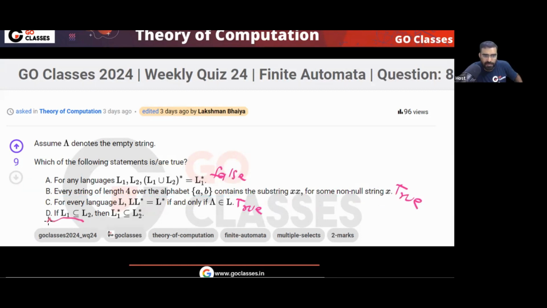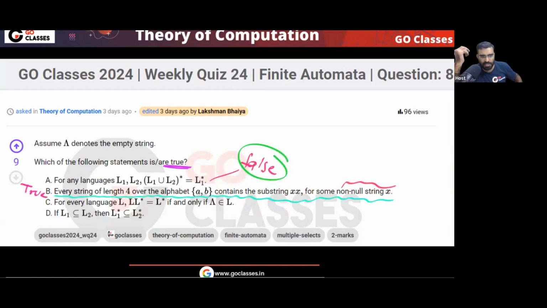What about the last statement? If L1 is subset of L2, then L1 star is subset of L2 star. Yes, this statement is correct. This statement is true. You can easily prove it. There is nothing in option D. See, option D is very easy.